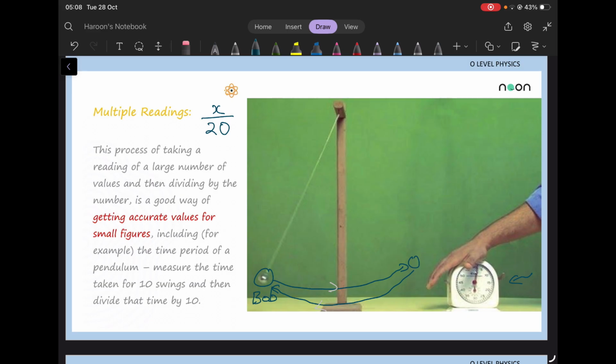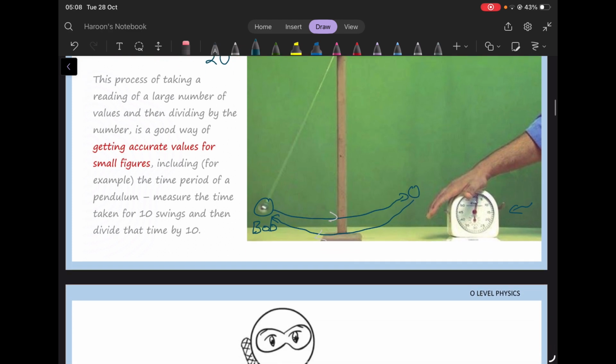This is not me taking one oscillation, then stopping the stopwatch, then taking a second oscillation, stopping the stopwatch, and then adding all of them together and dividing by 20. No, I just take the 20 oscillations combined once, and then I divide it by 20. That would divide my human reaction time among these 20 readings, and that would have little to no effect on my accuracy, or on my final answer, as in it would be a more accurate answer. So multiple readings can be practiced for this as well.